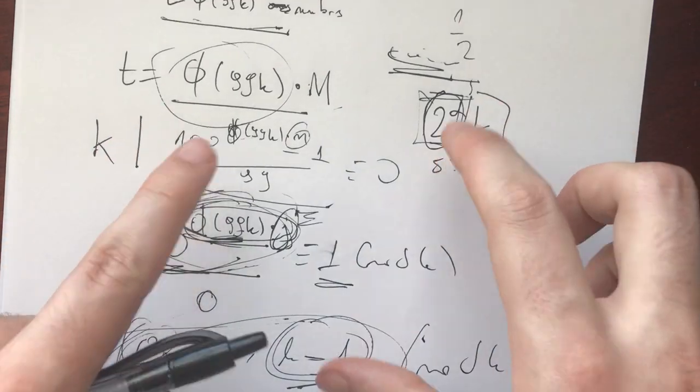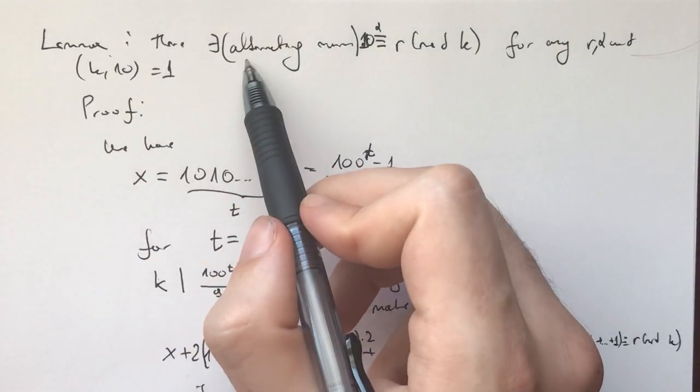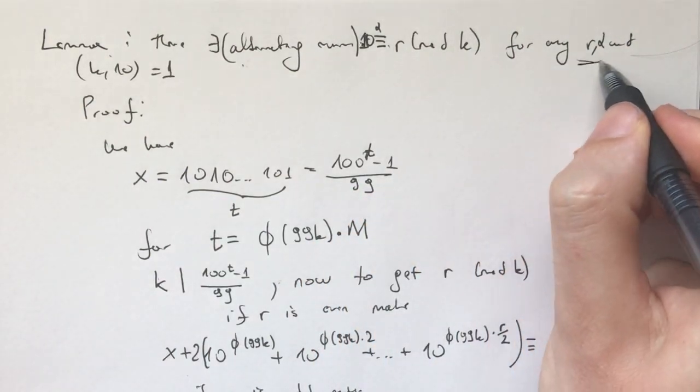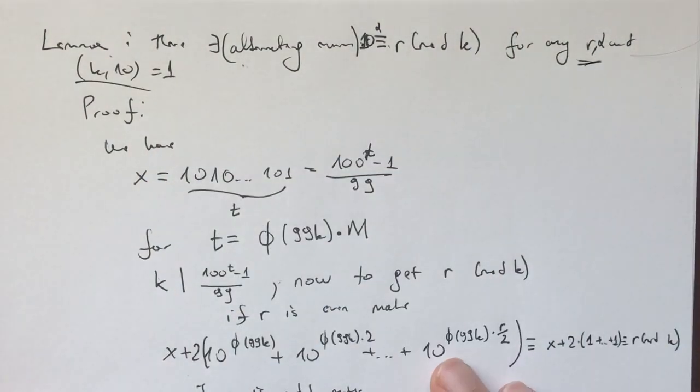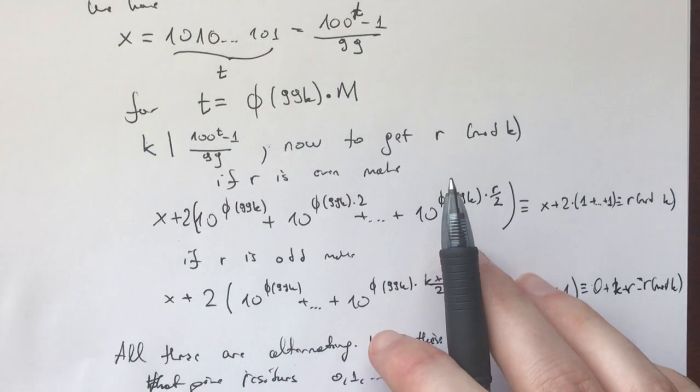Now let's actually write up that solution. So we first proved this lemma. There exists an alternating number times 10 to the alpha that is congruent to r modulo k, for any r and alpha, and k and 10 having only 1 in common. And we proved this as we said.